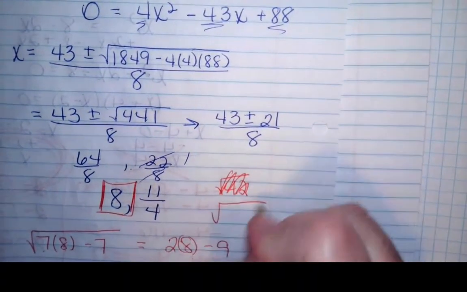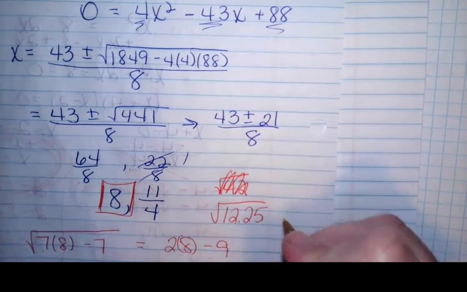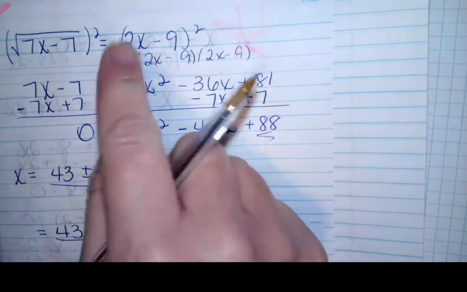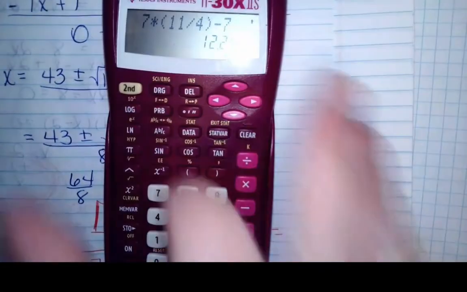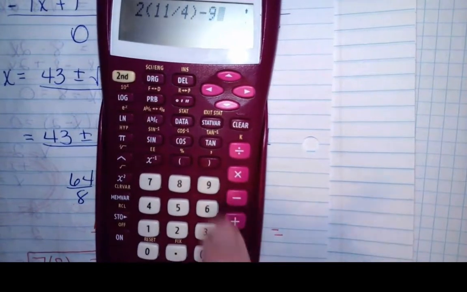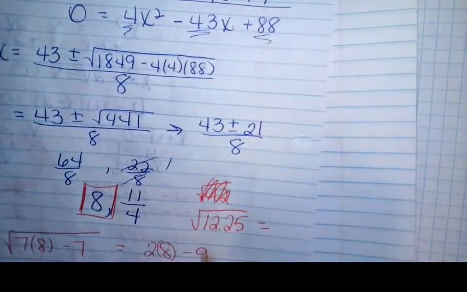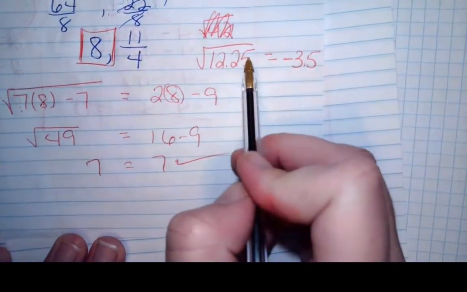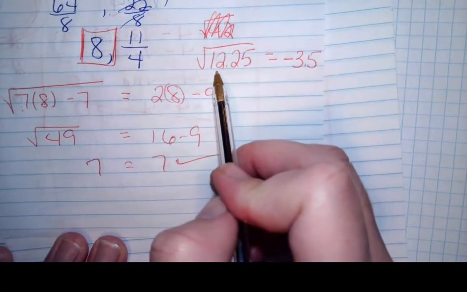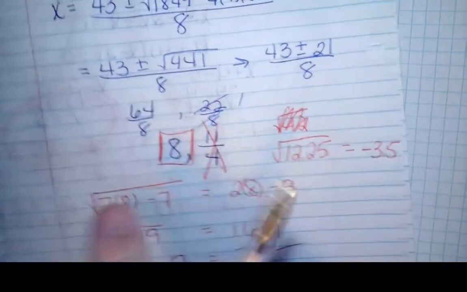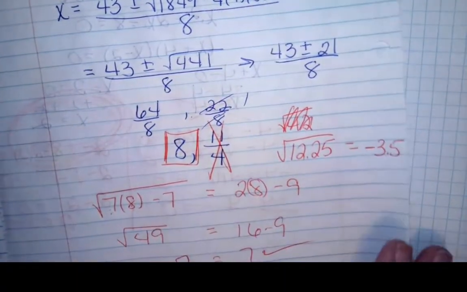So on the left, I get 12.25. Does that equal 2 times 11 fourths minus 9? So 2 times 11 fourths minus 9 gives me a negative 3.5. Okay, and I can tell you right now that's not going to work because the square root of a positive is a positive. So a positive number cannot equal a negative number. So 11 fourths did not work. You've got one solution, and it is 8.